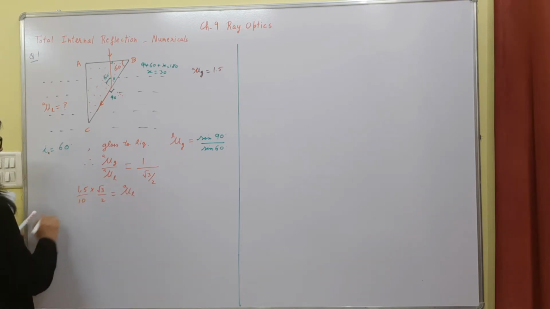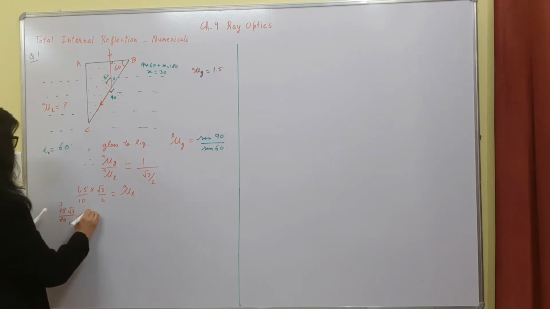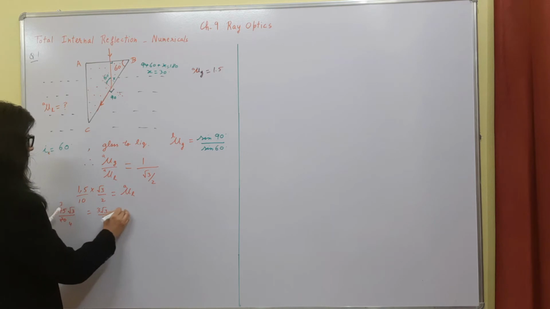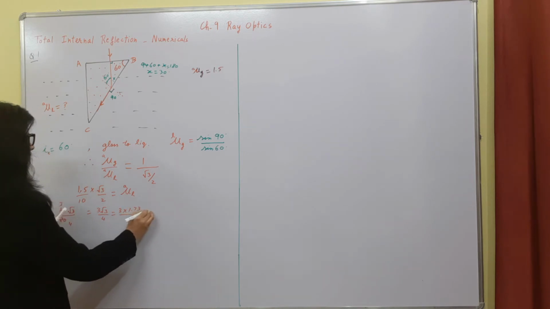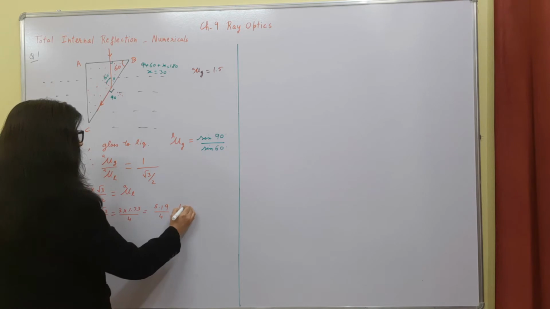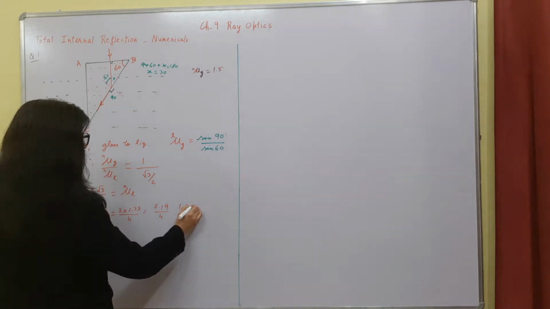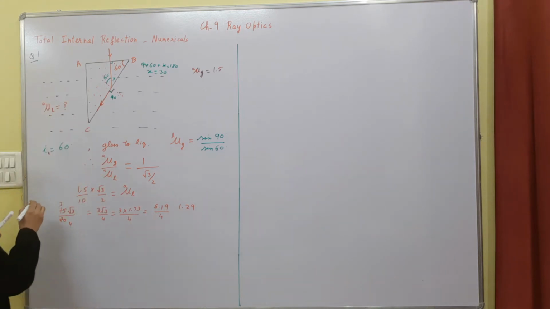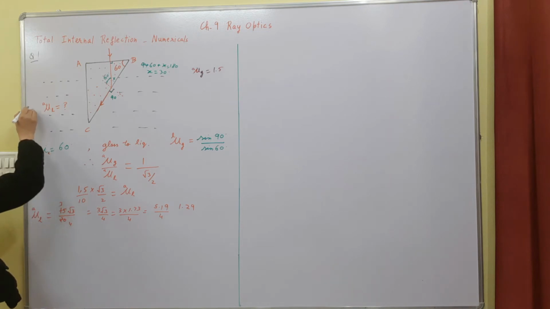This can be written 1.29. So this refractive index of the liquid with respect to air is 1.29, right? Now the second part of the question is, this was the first part.